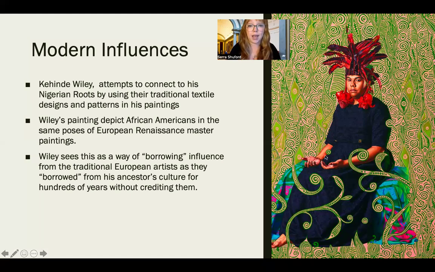Wiley's paintings also depict African Americans in the same poses as European Renaissance master paintings. So, like the Leonardo da Vincis and Michelangelos and Raphaels, same positions. So it's familiar, but it's something different. Wiley sees this as a way of borrowing influence from the traditional European artists as they borrowed from his ancestors' culture for hundreds of years without crediting them. So very impactful, very significant, great artist to look at. He also painted the Obama portrait back in, 2008, whenever that was, not 2008, 2016. And he's just a very significant artist with very tight roots to his culture.